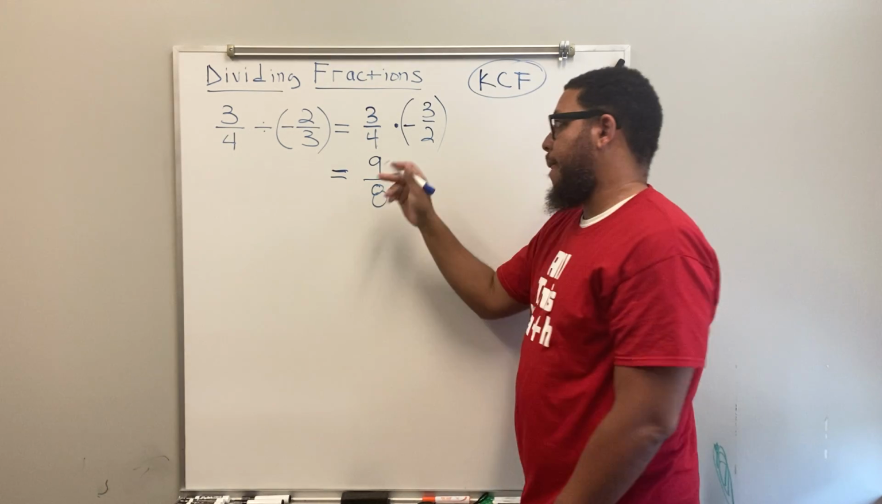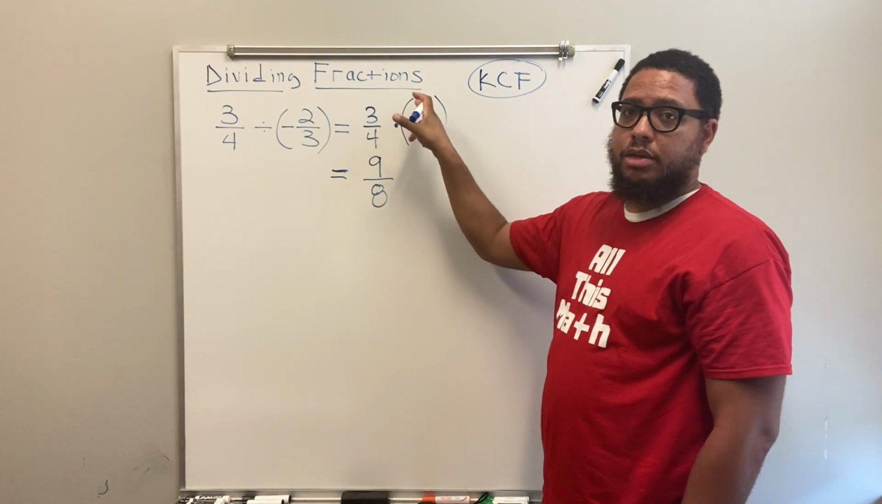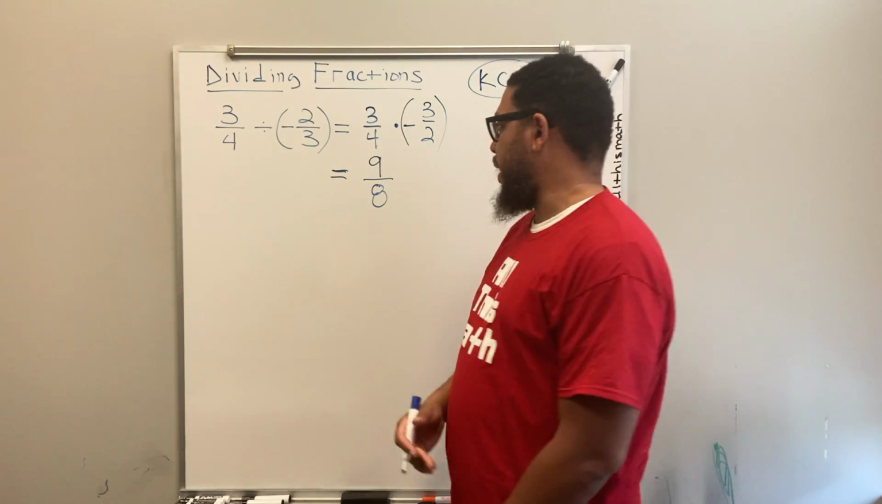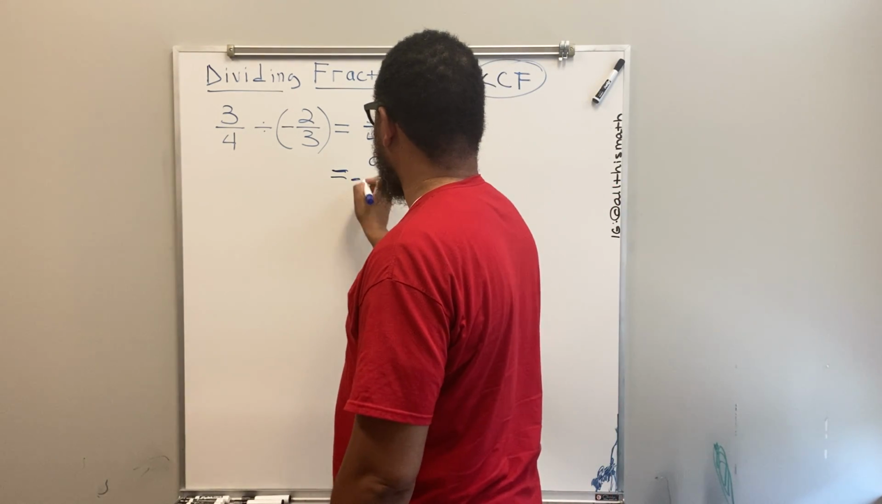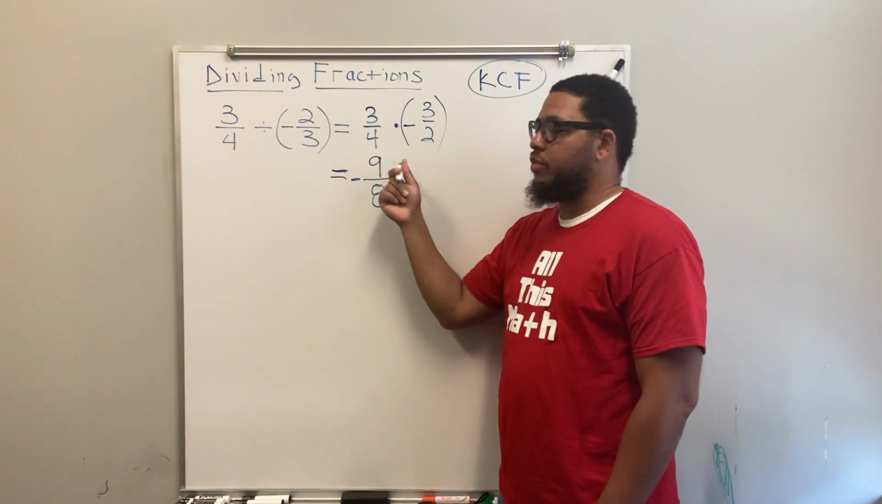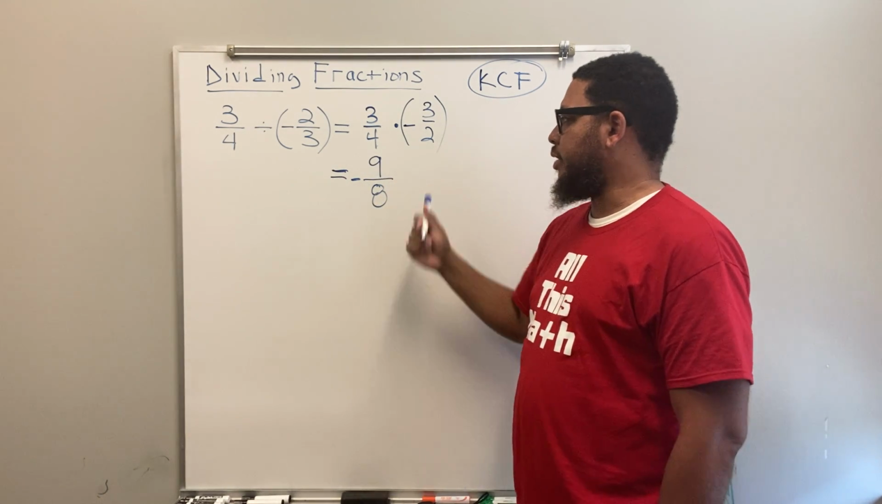Now, don't forget, this was a positive times a negative. Positive times a negative, in that situation, the quotient is always going to be negative. So I put my negative sign right here. And how do I know that I'm done? I know that I'm done because I can't reduce this. I can't reduce negative 9 over 8.